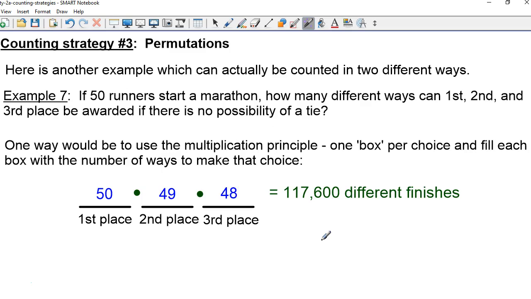Okay, counting strategy number 3 is called permutations. Here's another example that can be actually counted in 2 different ways. If 50 runners start a marathon, how many different ways can first, second, and third place be awarded if there's no possibility of a tie?